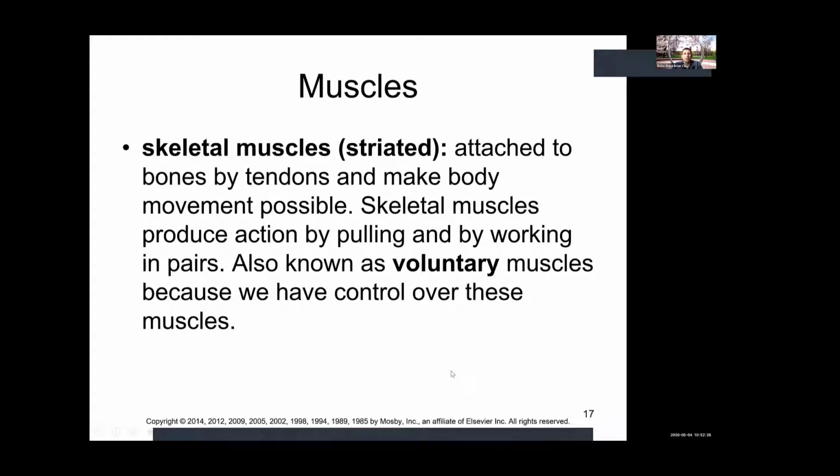So they're very strong and they're able to produce just amazing different levels of acuity. You've got very, very precise control, but then you also have huge control as well to lift very, very heavy things when necessary. These are known as voluntary muscles. So striated or skeletal and voluntary all are analogous to each other. And voluntary because we control those muscles.